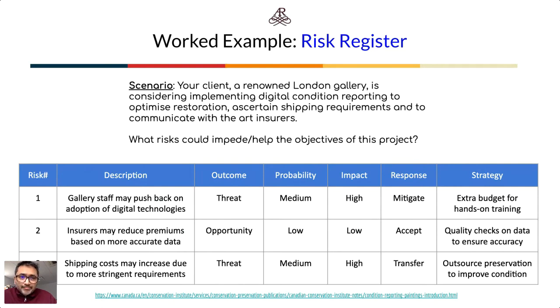hands-on training. Okay, a second example would be where insurers perhaps might reduce premiums based on having more accurate data thanks to the digital nature of your condition report. That, of course, would be an opportunity that might have a low probability and a low impact. And in that sense, you might choose to simply accept the response, perhaps by including extra quality checks on data to ensure accuracy, but you're doing the minimum possible. And that's what we mean by having an accept response.